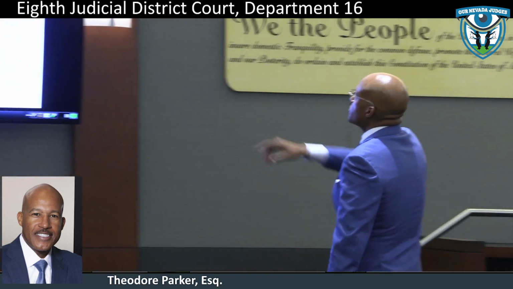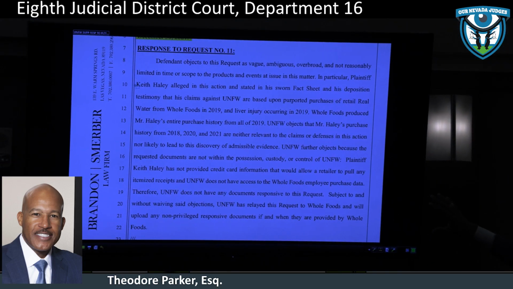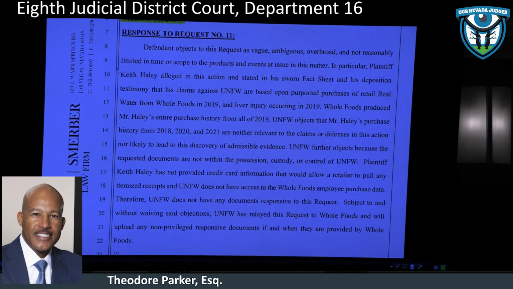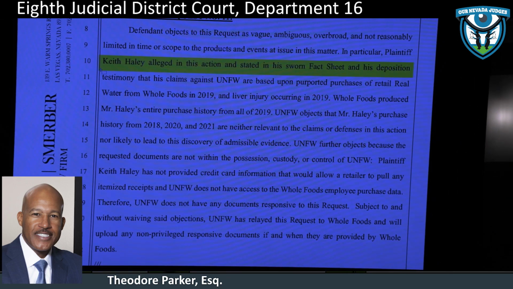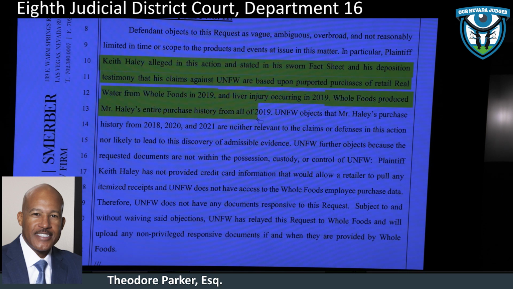So their response is, they have the objection in the beginning, the first sentence, and it says, in particular, plaintiff Keith Haley alleged in this action, stated in his sworn fact sheet in his deposition testimony, that his claims against UNFW are based on purported purchases of retail water from Whole Foods in 2019 and liver injury occurring in 2019. Whole Foods produced Mr. Haley's entire purchase history from all of 2019. That's what's said here. So someone's making a representation that Whole Foods produced Mr. Haley's entire purchase history from all of 2019. Not a spreadsheet, but all of his entire purchase history.